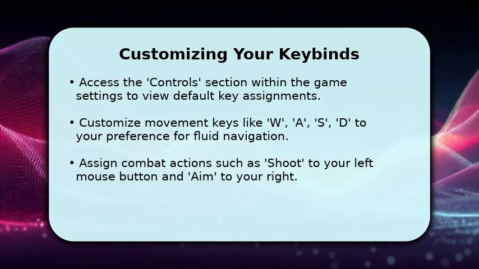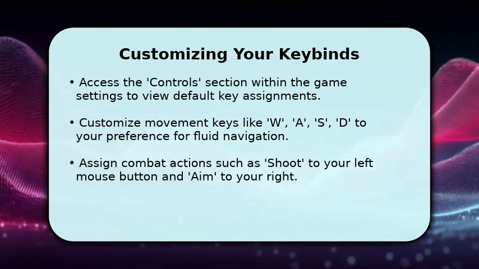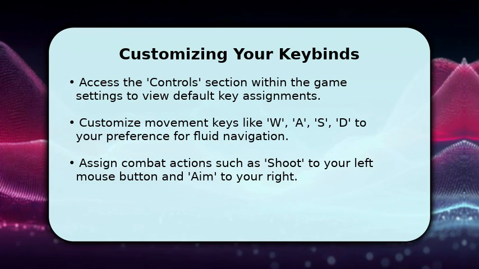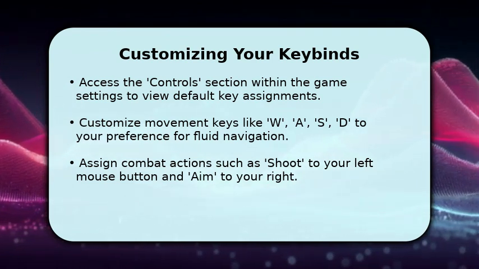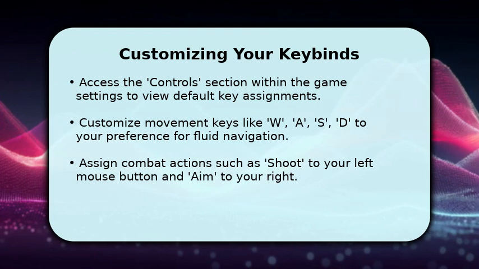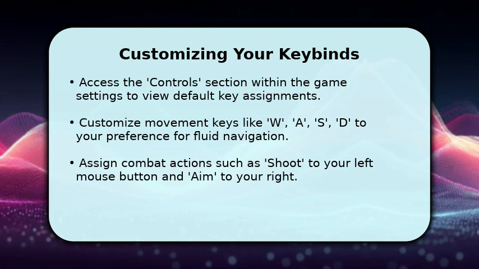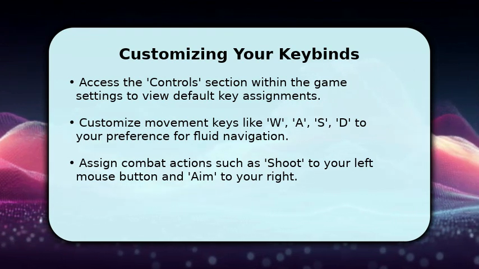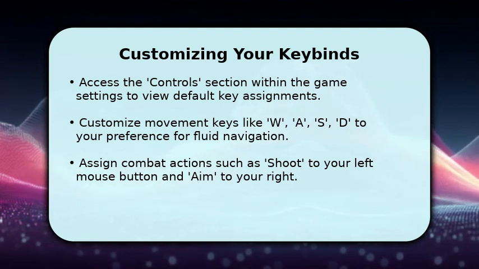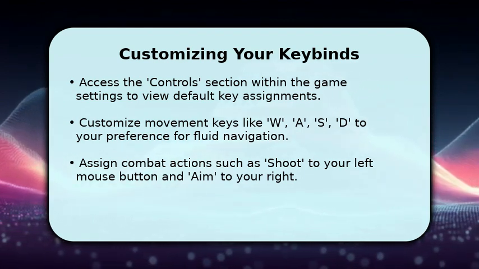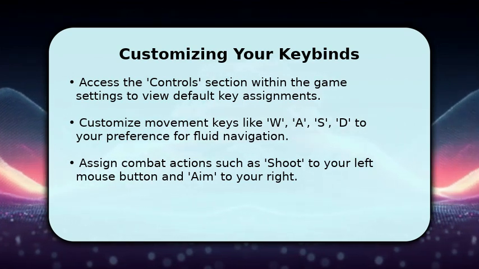Next, let's talk about customizing your keybinds. Bloodstrike offers extensive options to tailor controls to your playstyle. Head to the Controls menu to see the default layout. You can reassign keys for movement, combat actions like shooting and aiming, and essential utilities such as your striker skill or throwing grenades. Many players prefer W, A, S, D for movement, and the left and right mouse buttons for firing and aiming. Experiment to find what feels most natural and responsive for you.